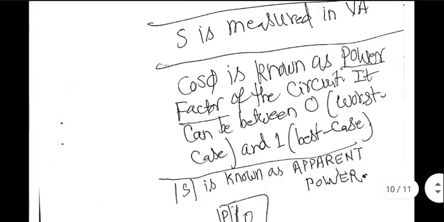Magnitude of S is known as apparent power. S itself is known as complex power.